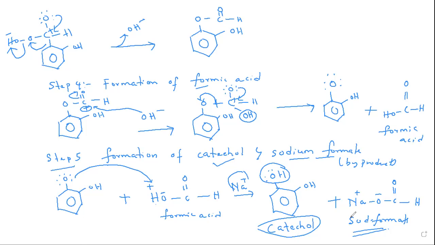Okay, so step number 1 is formation of hydroperoxide ion. Step number 2 is addition of hydroperoxide ion to positively charged carbon. Step number 3, migration of phenyl group from carbon to oxygen with elimination of OH minus. Step number 4 is formation of formic acid. Step number 5, formation of catechol and sodium formate as a byproduct.